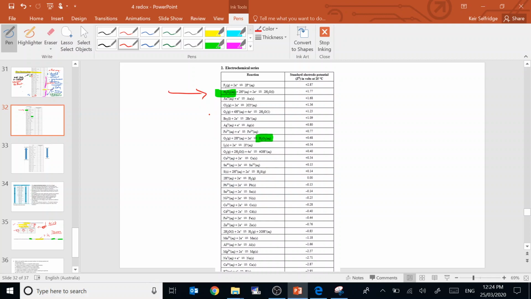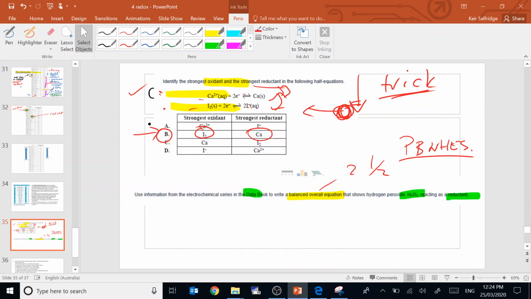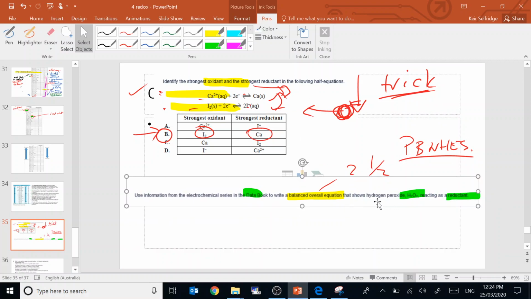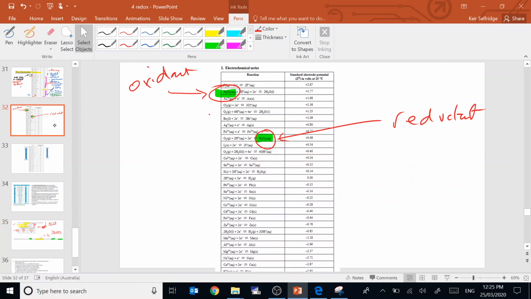So if I look at this, hydrogen peroxide is the most likely to reduce. It's the strongest oxidant. And weirdly, it's also a reductant. So given what's going on there, let's go back to the question. Write a balanced overall equation that shows hydrogen peroxide acting as a reductant. So I need it to be a reductant. I need this half equation here. I need this to be occurring here. I need this to be happening backwards.